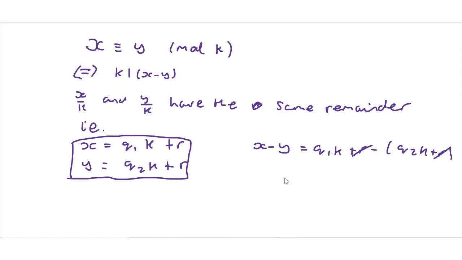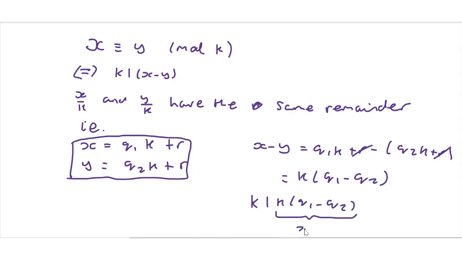We can factor out k. This is equal to k(q1 minus q2), and now we can see that k divides k(q1 minus q2), and that is x minus y. So that's a pretty simple argument. Hopefully you can see these definitions are equivalent now, and in the next video we're going to look at examples of specific numbers working modulo and some rules we can have when multiplying numbers working mod k, and we're just going to get into modular arithmetic.